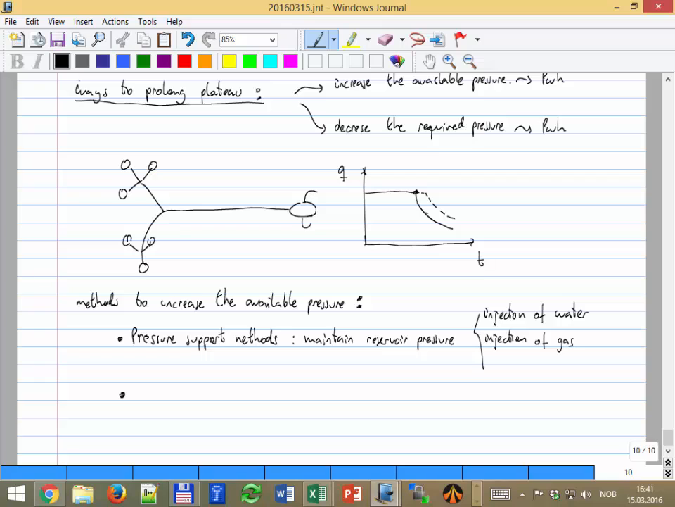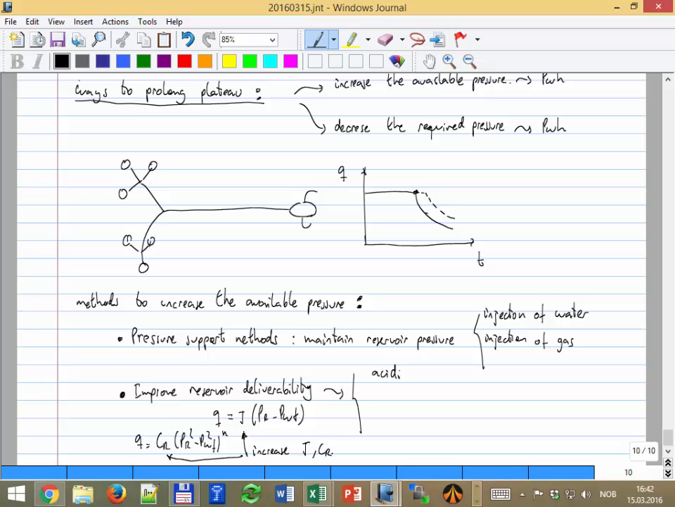Now we move from the reservoir towards the wellbore. What else do we have on the way to the wellbore? The IPR, it's representing the reservoir deliverability. So we can improve reservoir deliverability. How do we do that? We have acidizing. At the end, if we take the simple equation, this undersaturated equation, PR minus PWF, we are keeping this J high, so we can get a high rate from this, increase the productivity index, or if we are talking about the gas, the back pressure coefficient, we are increasing C.